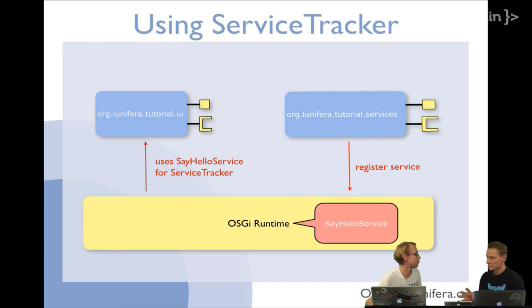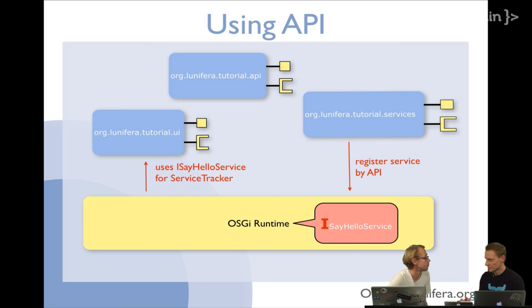The service tracker is part of the OSGi specification, so OSGi ships with the service tracker. You need to import a bundle. I think it's called org.osgi.util.tracker, or tracker directly.